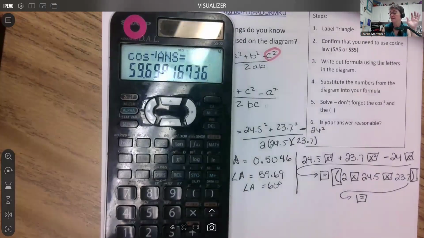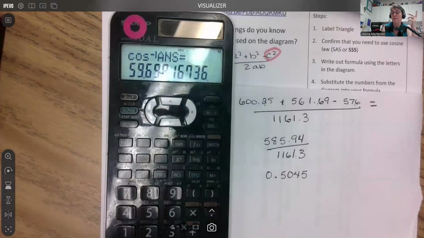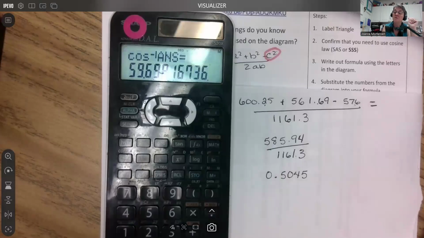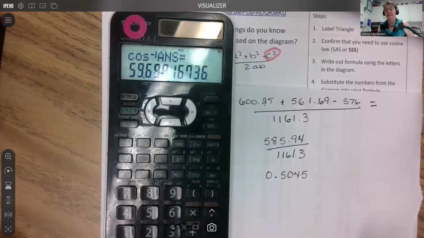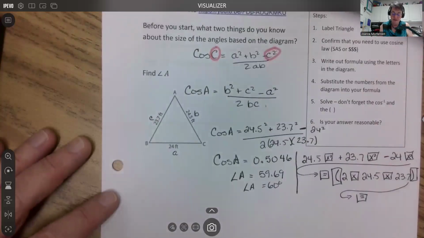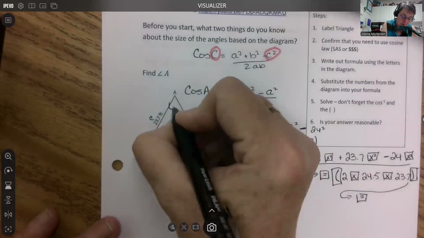In my own defense, if I had done it old school the way I used to, I would have been done this a long time ago. But I'm trying to make it so we're not having to do quite so much work. Sometimes you've got to do the work up front. Anywho, now I know how to do it on my calculator. So long story short, angle A is 60 degrees.